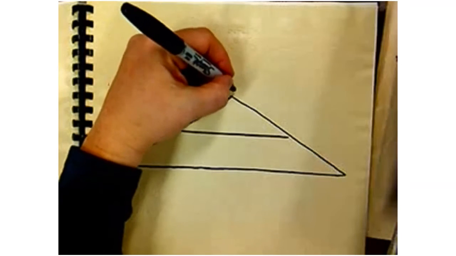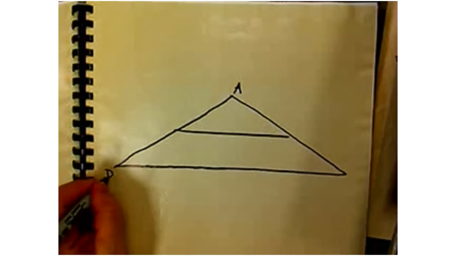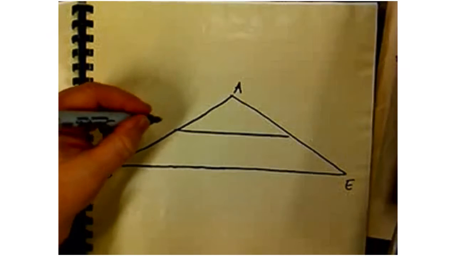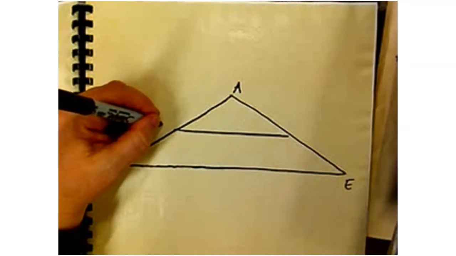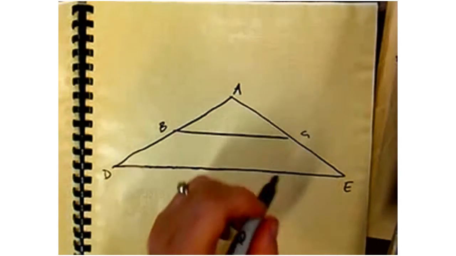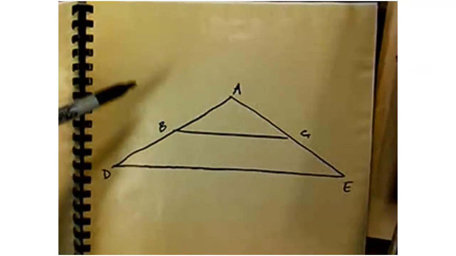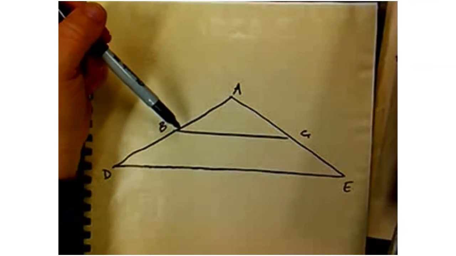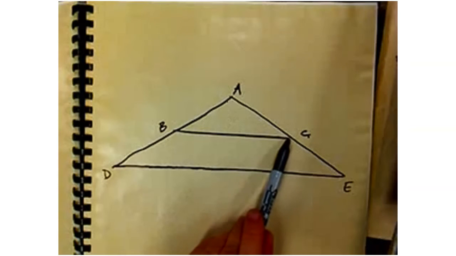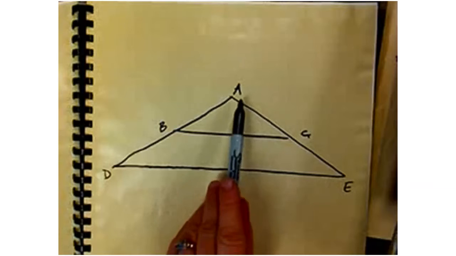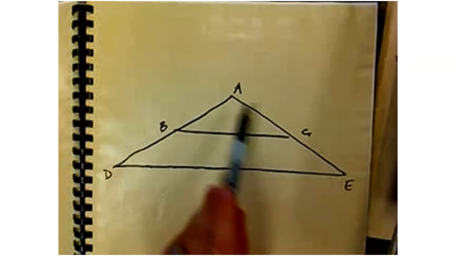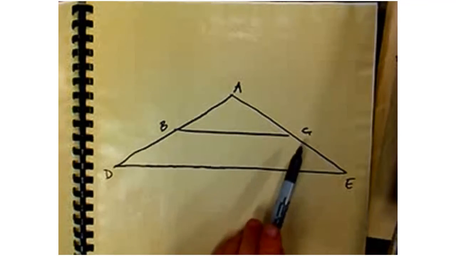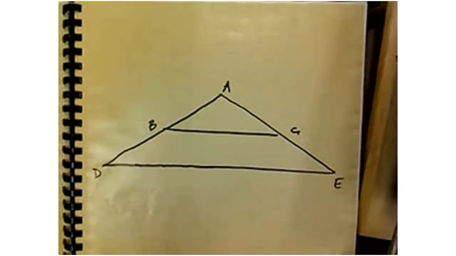So they just show you a triangle with vertex A at the top, D at the bottom left, E at the bottom right, and a line segment going through your triangle parallel to the base, labeled BC. It's reminding you that if AB is to BD as AC is to CE, so the proportion AB over BD equals AC over CE, then you get to state that BC is parallel to DE. So the converse of what we've been doing.